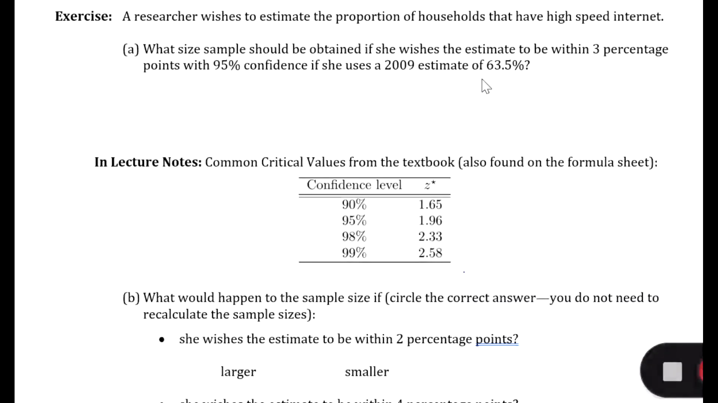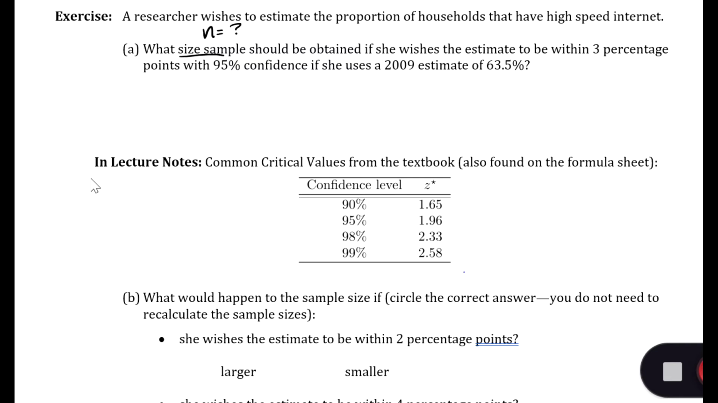A researcher wishes to estimate the proportion of households that have high-speed internet. So what sample size should be obtained if she wishes to estimate to be within 3 percentage points with 95% confidence if she uses a 2009 estimate of 63.5%. So we want to find our sample size.